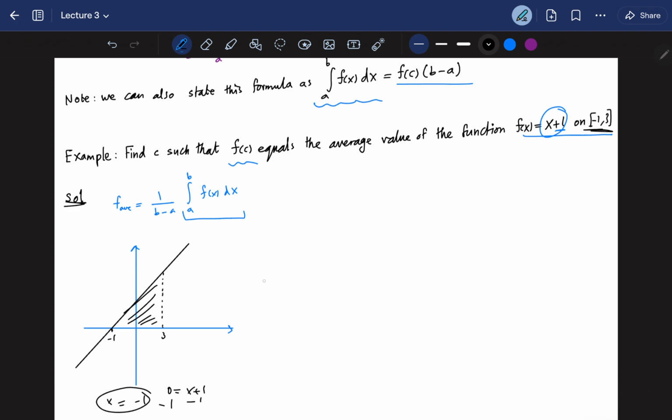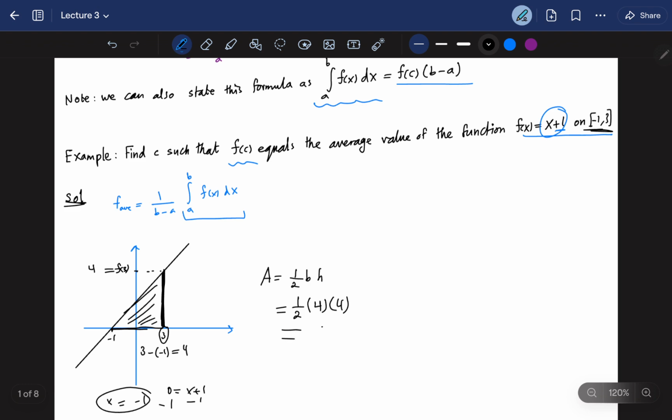But this is just a triangle, so my area is just 1/2 times the base times the height. So 1/2 times this base has distance 4, right? Because 3 minus -1 is just 4. And then my height of this triangle is just the y value when x is equal to 3, which means I'm only finding f of 3. But since my function is just x plus 1, f of 3 is just 4. So I'm multiplying by 4 again. This is just 8.